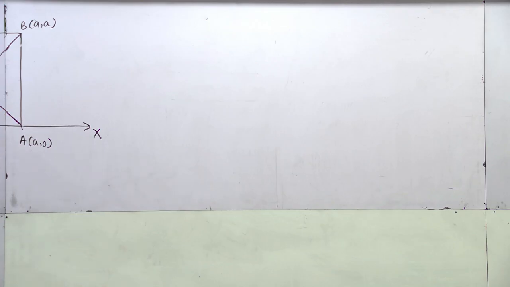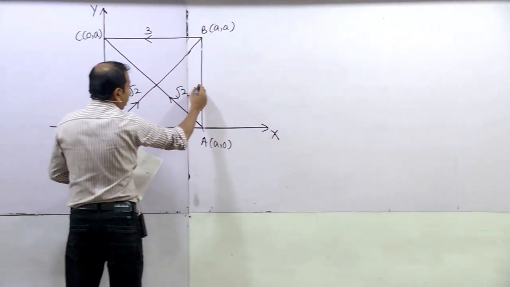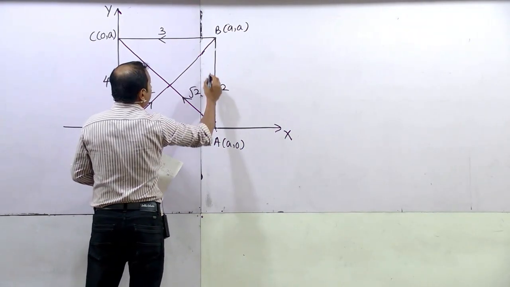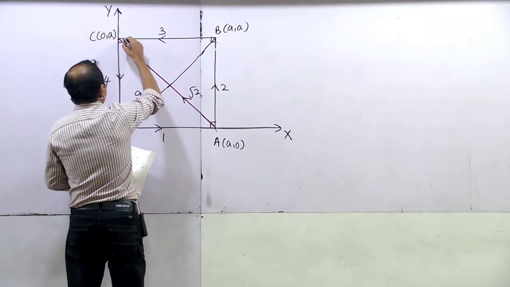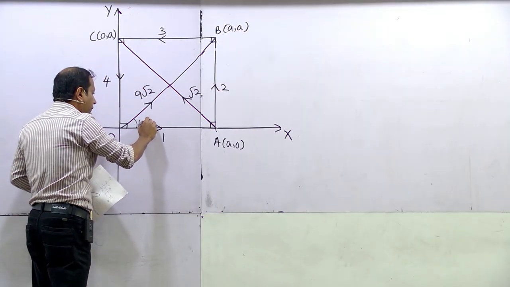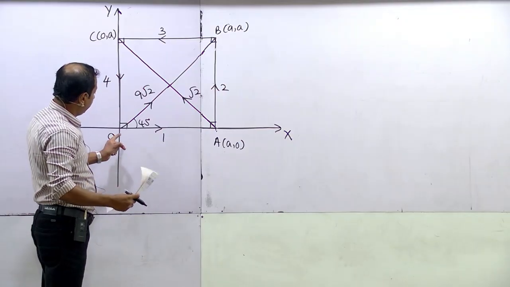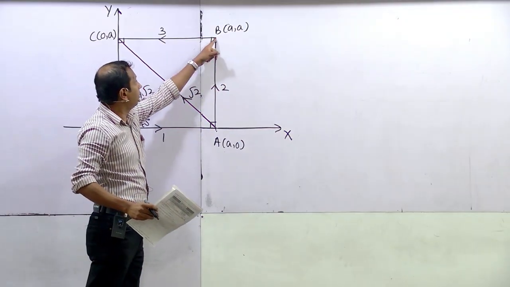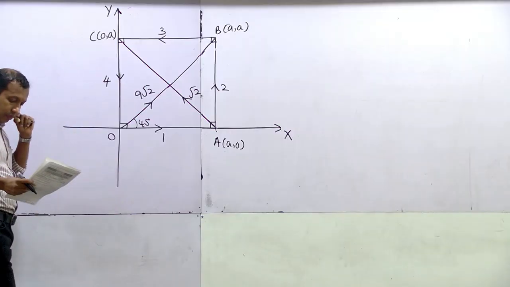Okay, the forces now act like this. Here 1, here root 2, here 9 root 2, this is 3, here 2, here 90, here 90, here 90, here 90. This angle is 45, isn't it? This is a square, this length A, this length A, this length A. So a square, right? 45, right?